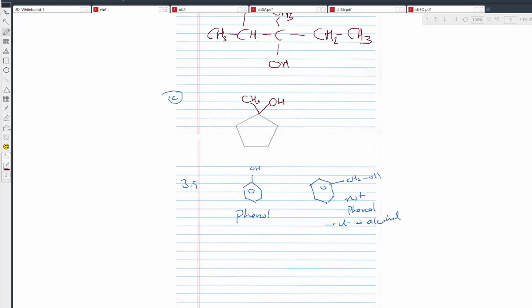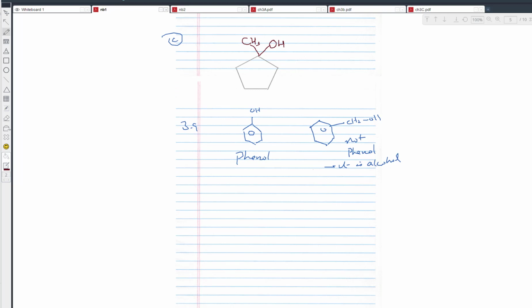So let's try this one. 3.9A. Because your book is using simple thing, and normally we use simple things also here. What is this? What you are going to give the name of this one, and how you are going to give the number? 2-isopropyl. You're very good. 2-isopropyl phenol.